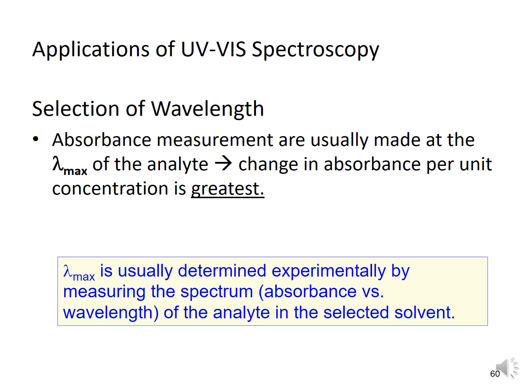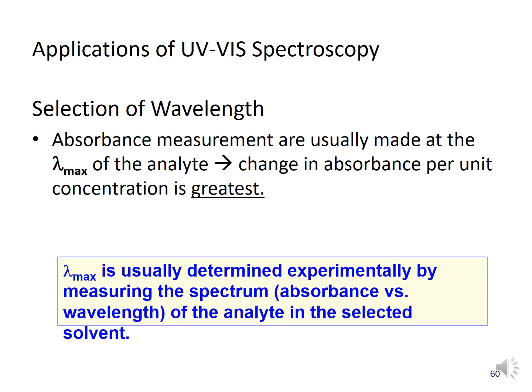So here we have the selection of wavelength. In the selection of wavelength, absorbance measurements are usually made at the lambda max. And this lambda max is actually determined experimentally by measuring the spectrum of absorbance versus wavelength in the selected solvent.